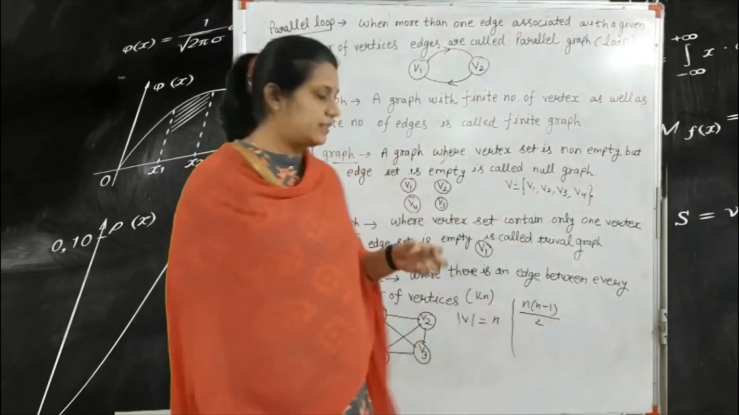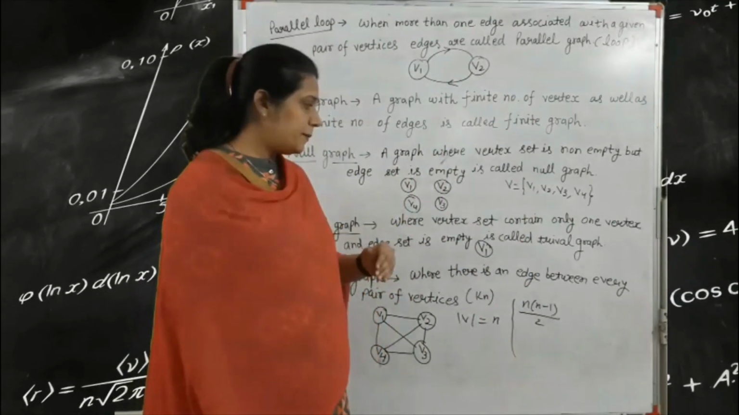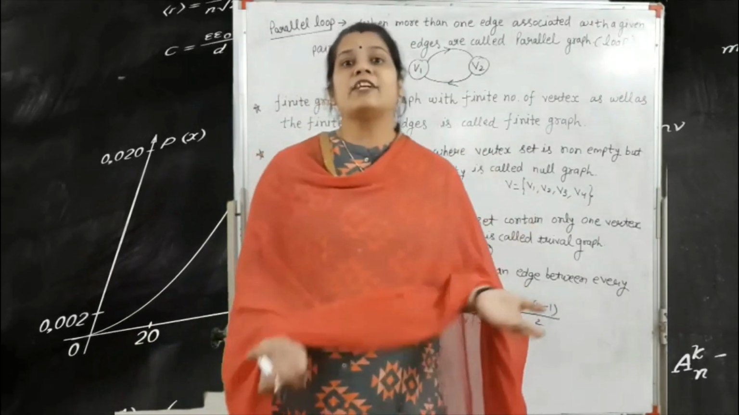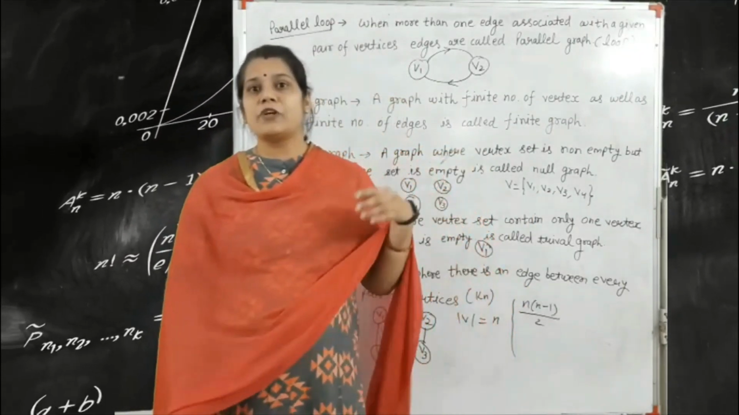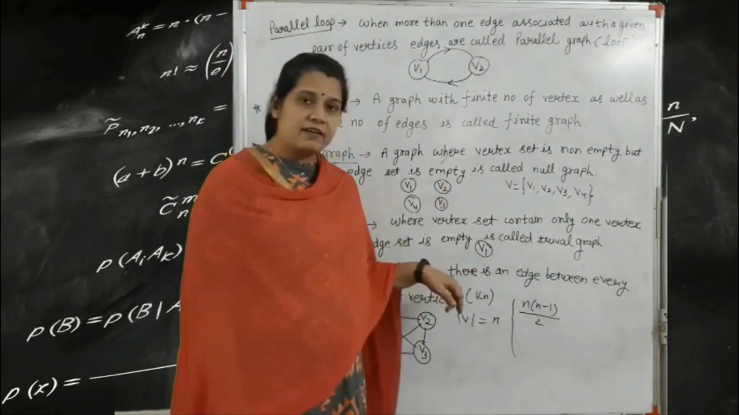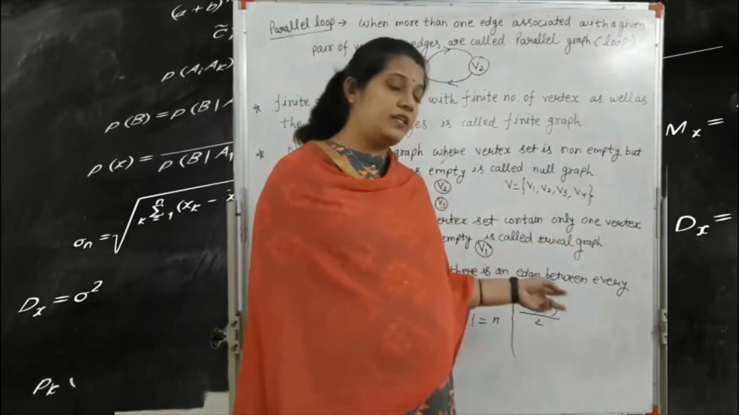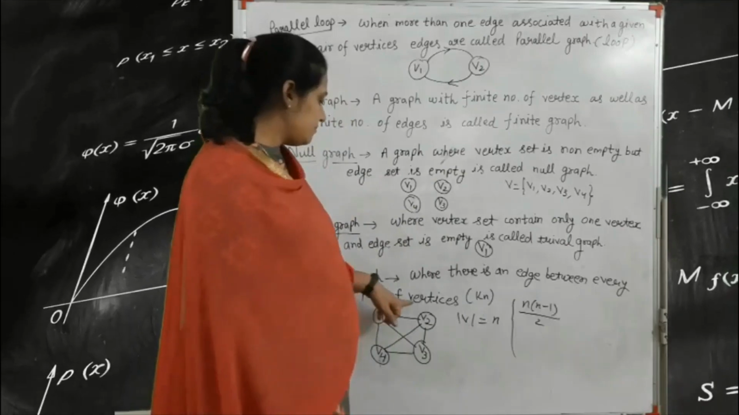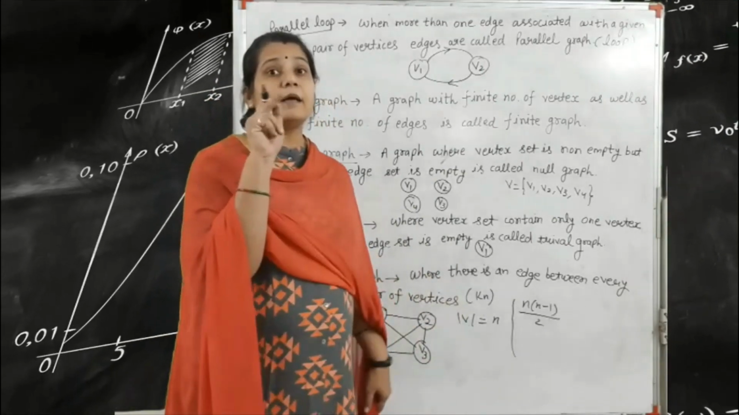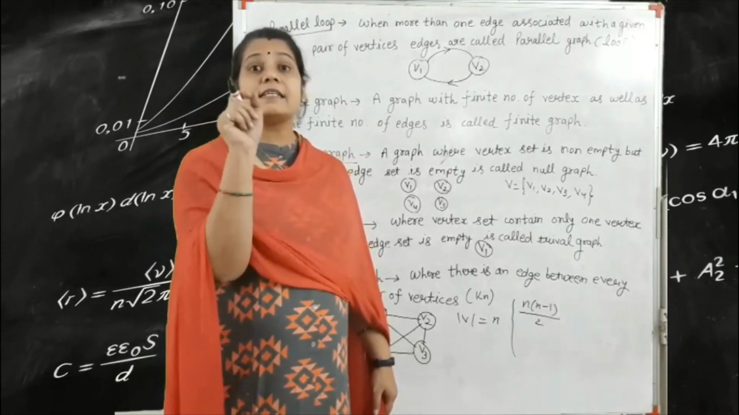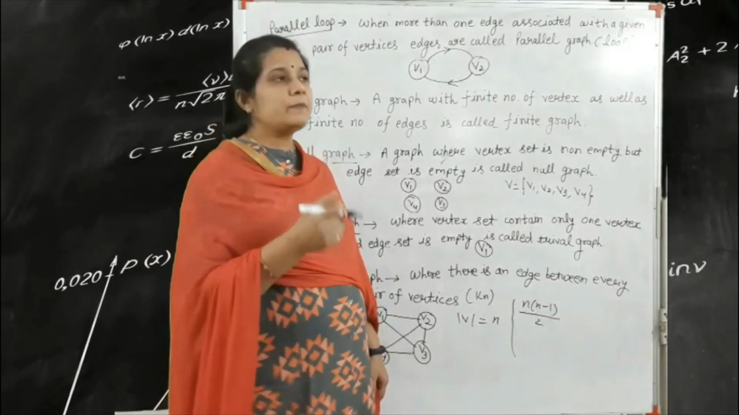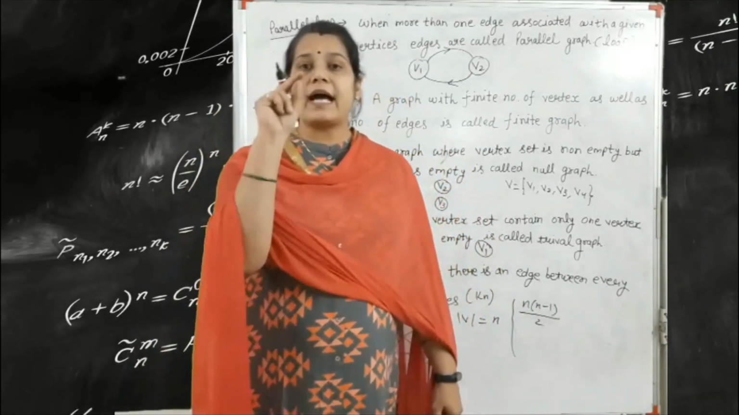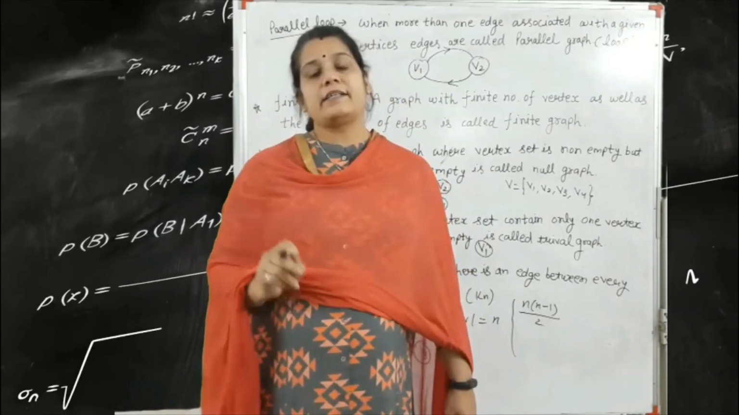So what is a complete graph? A complete graph is a graph where there is an edge between every pair of vertices. This is called the complete graph. So what do you mean by the complete graph? There is an edge between every pair of vertices. We write the complete graph as Kn, where n is the number of vertices. For example, we have four vertices, so we write K with the suffix 4.